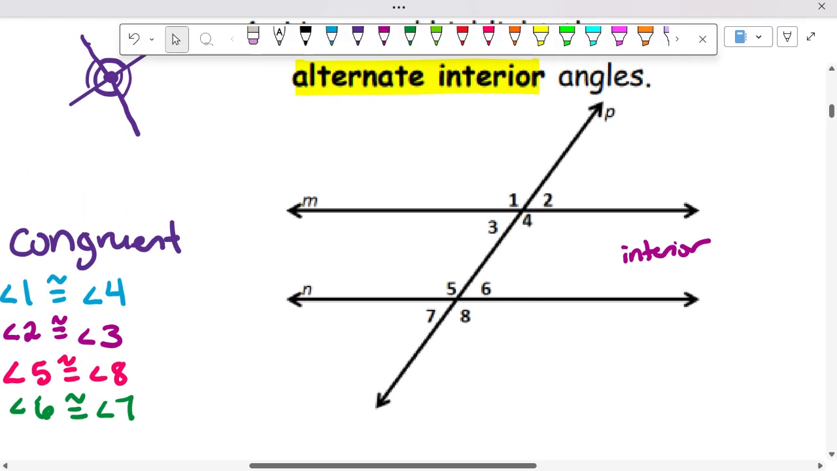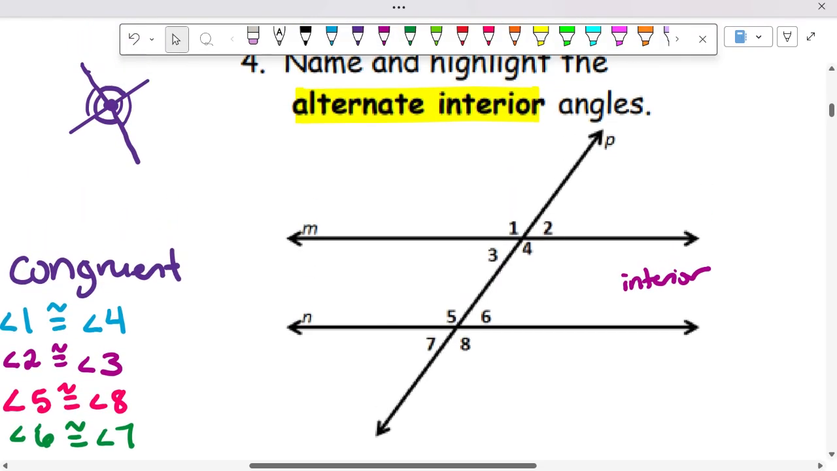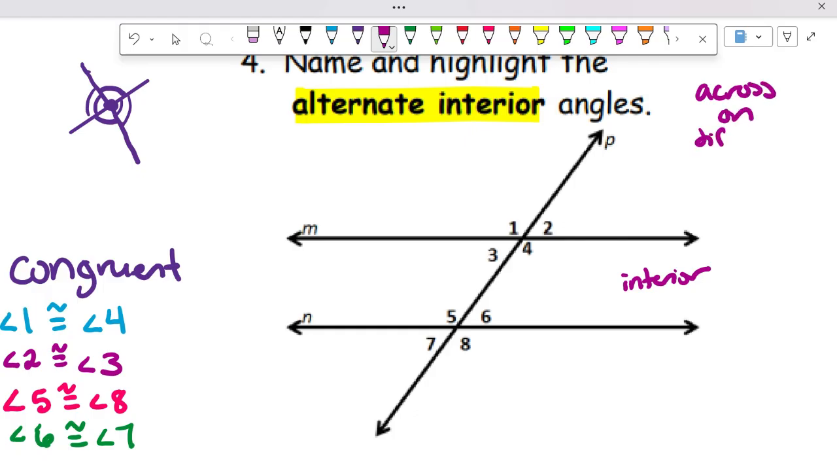Now, what do you think the word alternate refers to? It's across or on different sides of the transversal. All right. So by alternate, I mean different sides of the transversal. So if we pair up two angles, they're going to be on different sides and they're going to be across from each other. Across on different sides of the transversal.